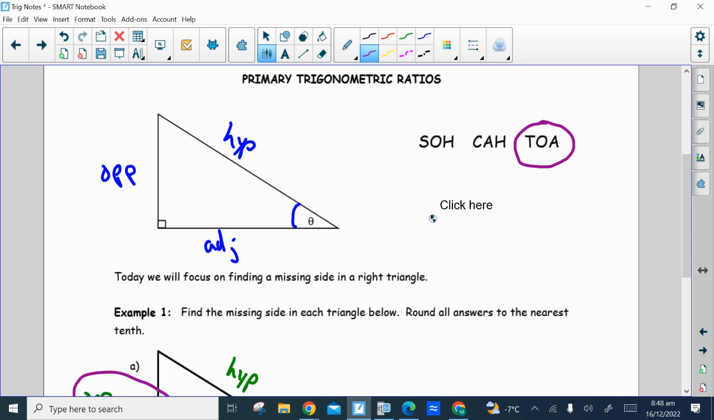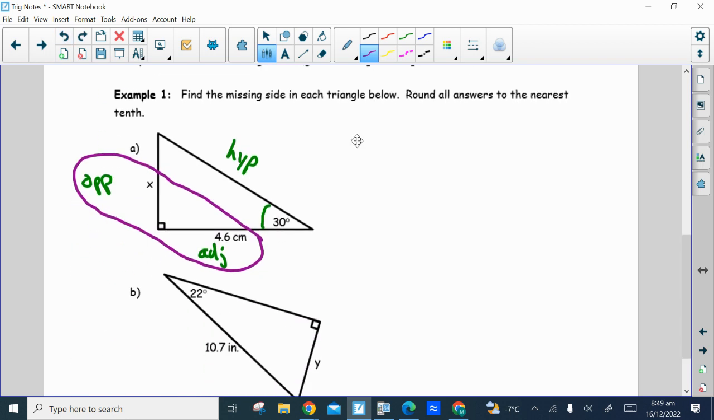Sine uses opposite but not adjacent. Cosine uses adjacent but not opposite. The only ratio that uses opposite and adjacent is the tangent. And the TOA part tells us also the order that they are in. O is first, A is second. Opposite on top, adjacent on the bottom. So now we'll write our equation here. The tangent of the angle, which is 30 degrees, equals opposite on top over adjacent on the bottom. There's our equation.